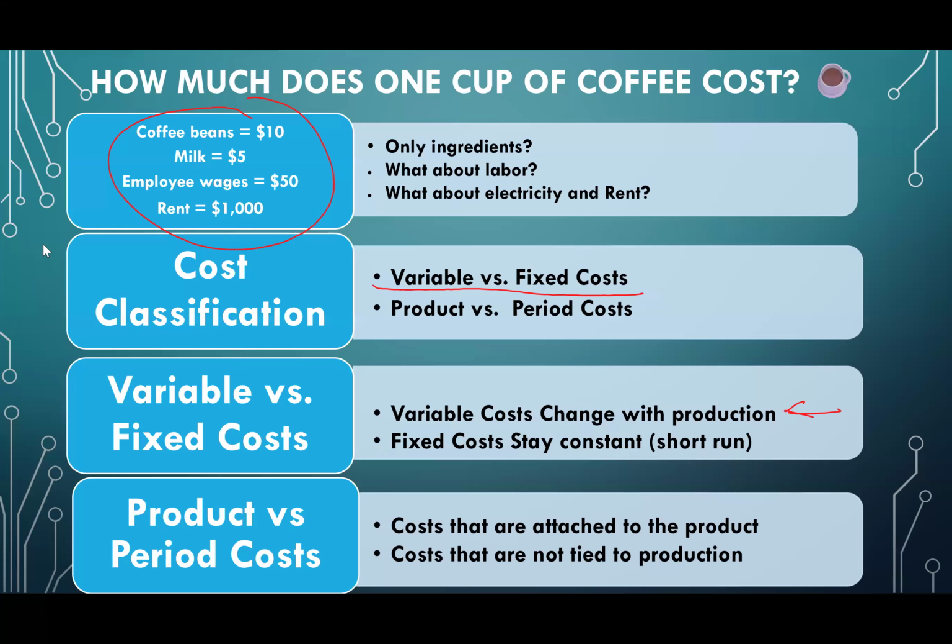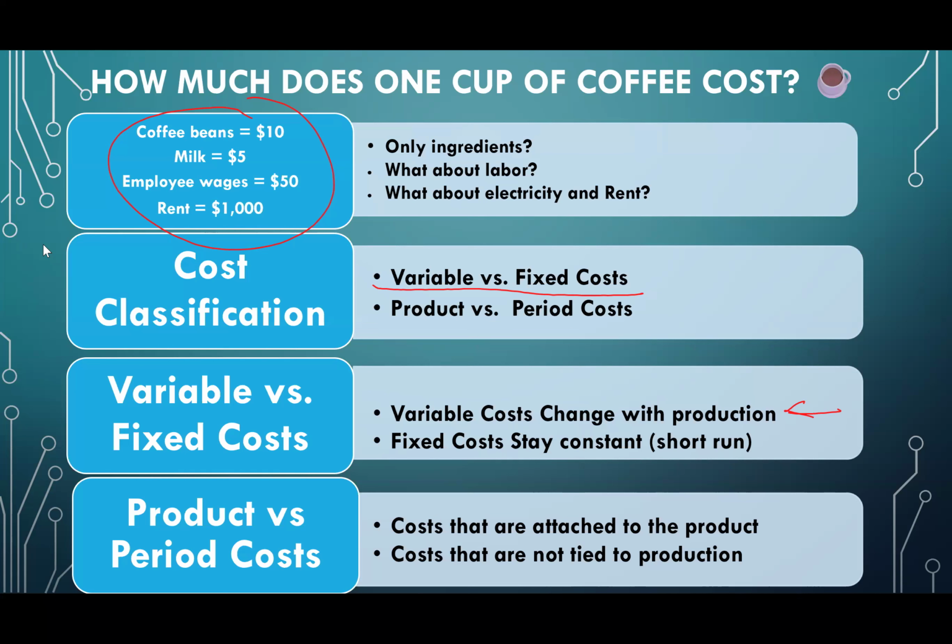Why? I have a kitchen. I can make as many cups as I want. So these are costs that stay constant, at least in the short run. We will talk about this concept more elaborately, but simply speaking, if I make one more cup of coffee and my costs go up, then it is a variable cost. But if the cost remains the same, then it is called a fixed cost.